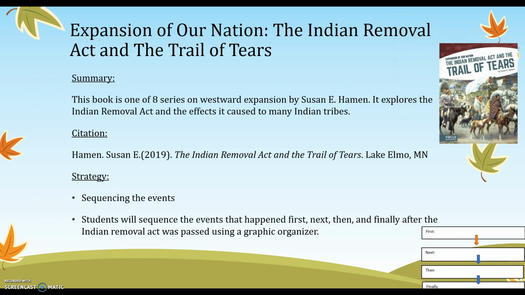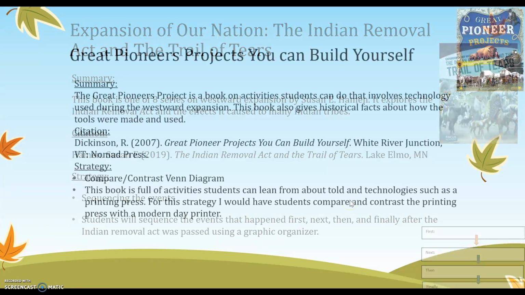Expansion of Our Nation, the Indian Removal Act, and the Trail of Tears is one of a series on Western expansion by Susan E. Hammond, and it basically explores the Indian Removal Act and the effects that it had on many Indian tribes. For this book, I will use sequencing the events using this graphic organizer that I created, and have students write what happened first, next, then, and finally after the Indian Removal Act was passed.